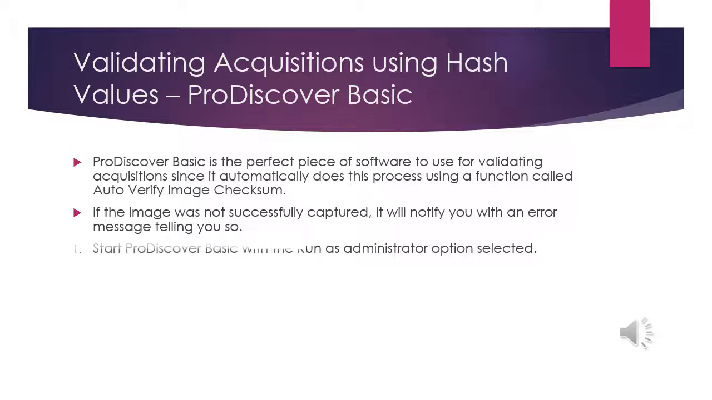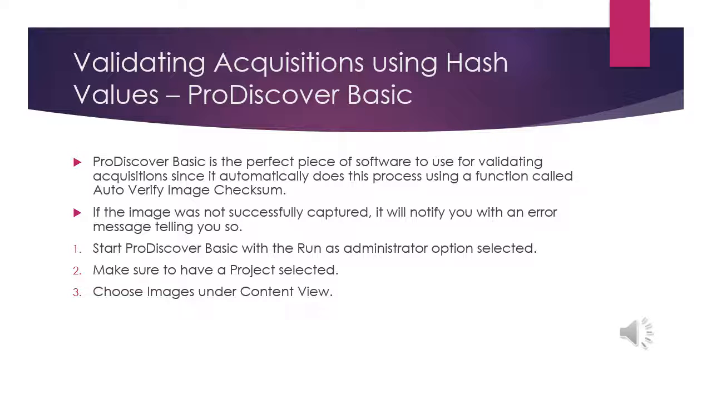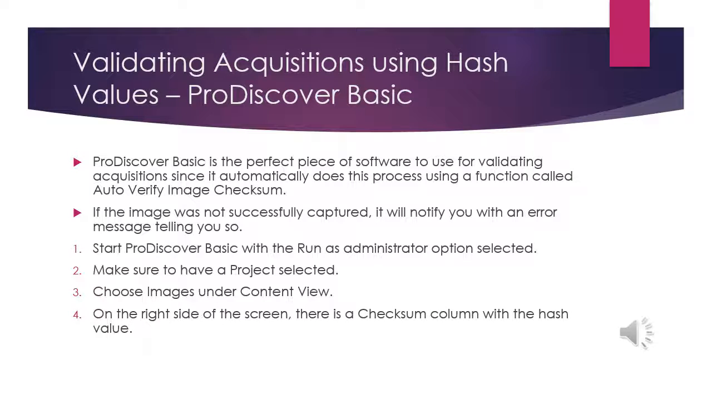So to do this, you start ProDiscover Basic with the Run as Administrator option selected. You make sure to have a project selected. Choose Images under Content View. And on the right side of the screen, there's a checksum column with the hash value, and the hash value is just shown right there.